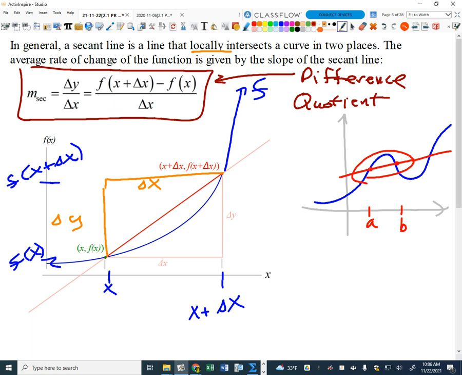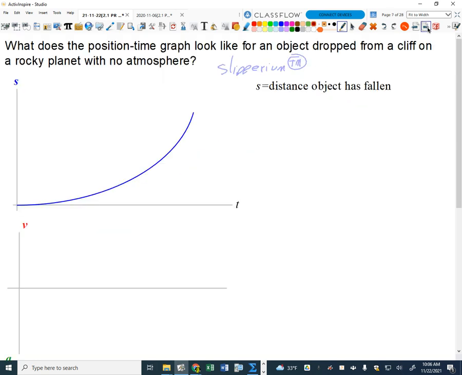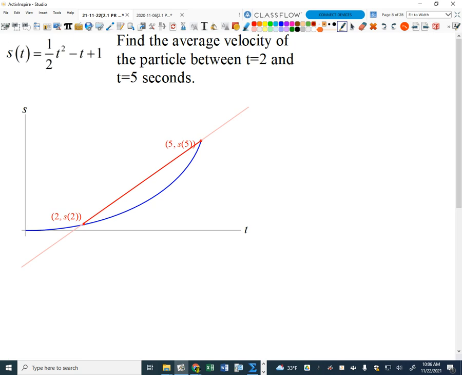Okay, so let's try this. Let's actually, I'm going to skip through that page. Let's just try something like this. We're given a function, a position function here in this case. So let's find the average velocity of the particle between 2 and 5 seconds.